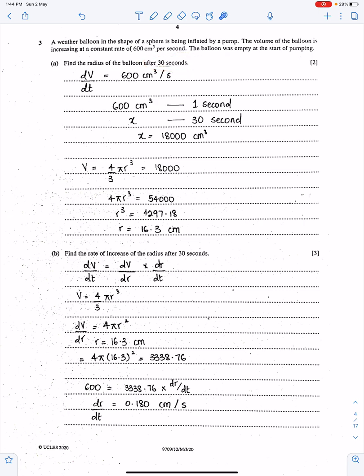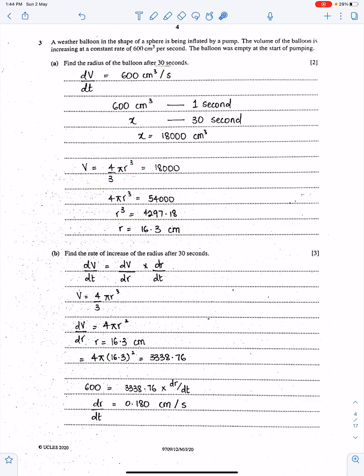So you just need to use the ratio method for that. Number 1, get the volume for 30 seconds. So 600 cm3 in 1 second, so in 30 seconds, volume will be 18,000. Now by using this formula of a sphere, we can get the value of r. First get the volume for 30 seconds and then use this formula for the value of r. This is the volume of a sphere.